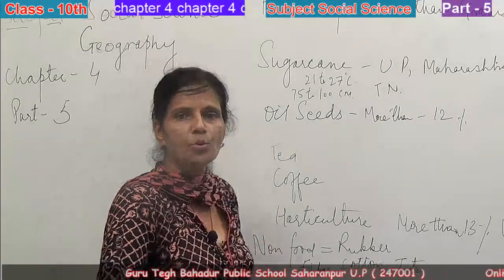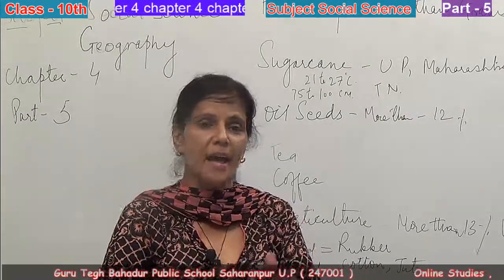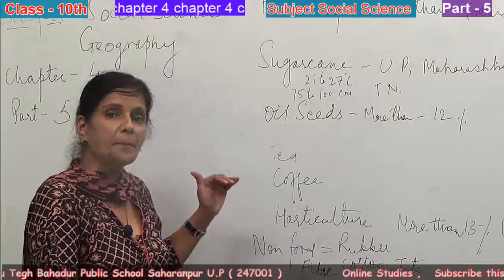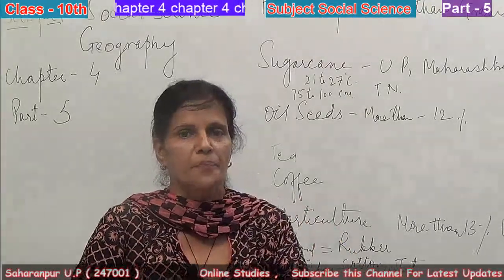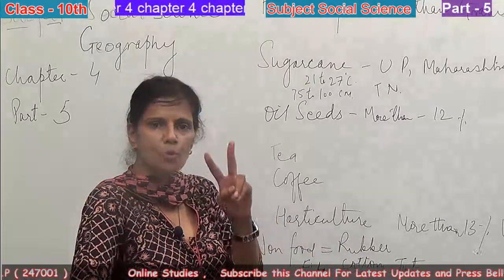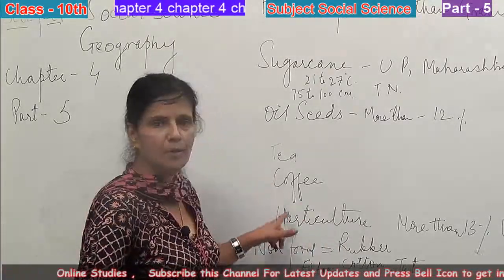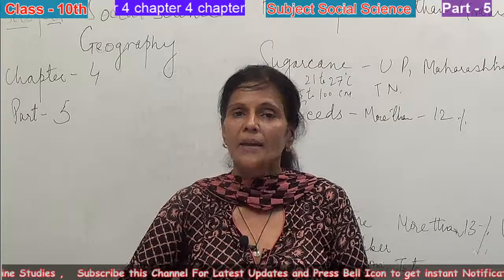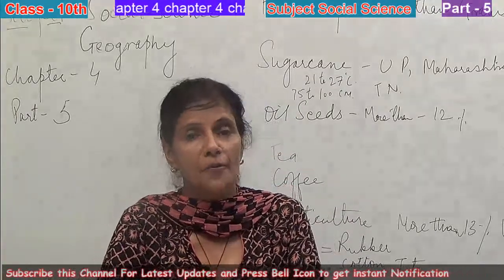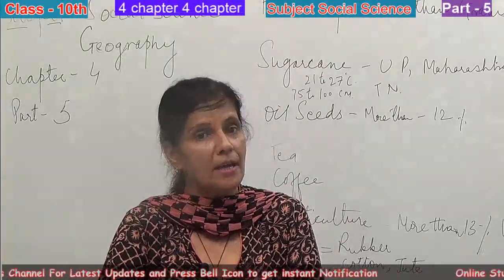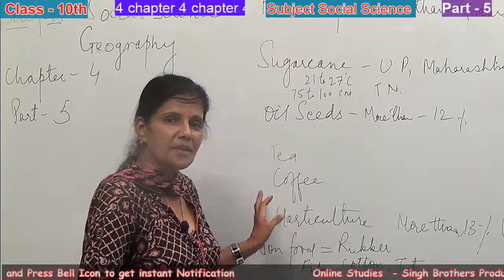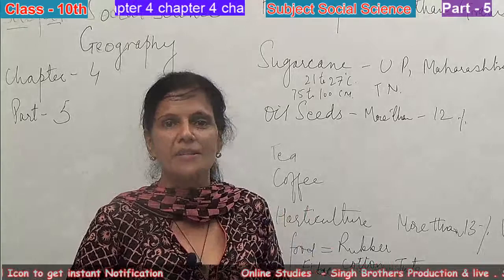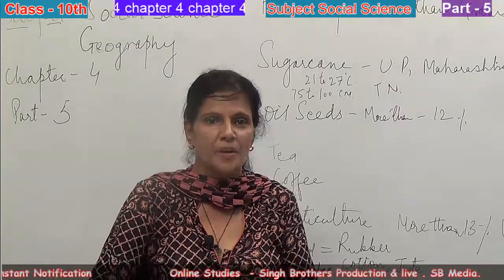Then we come to the crops other than those that are part of our food, or you can call them beverage crops. Among the beverage crops, we have two to study, that is tea and coffee. India is known for growing very good quality tea and coffee both. And it is an example of plantation agriculture, which we have studied earlier.